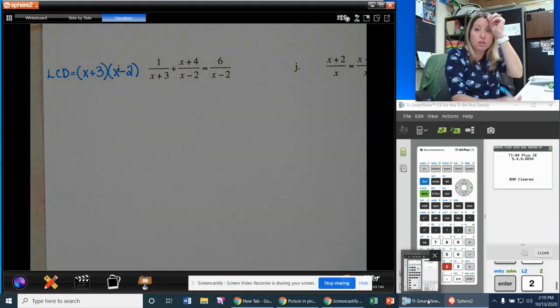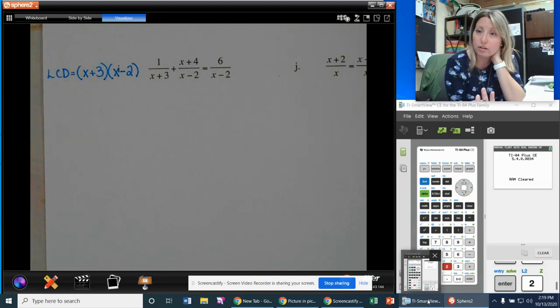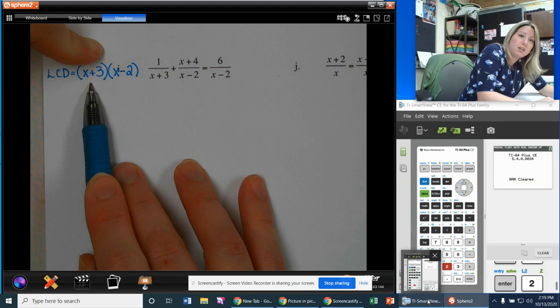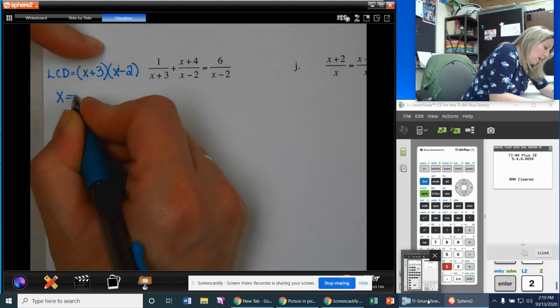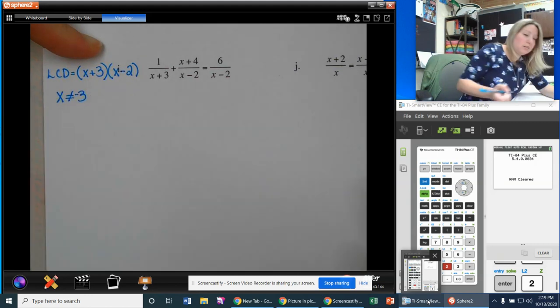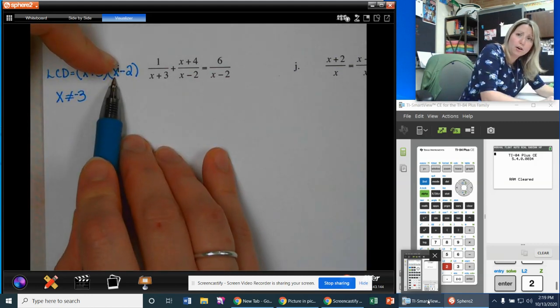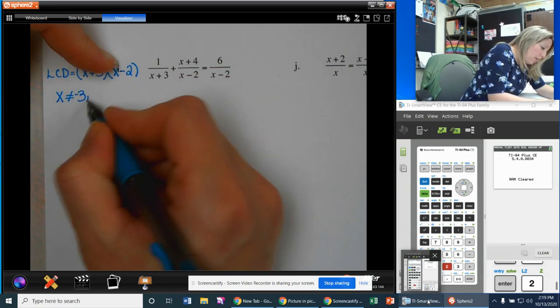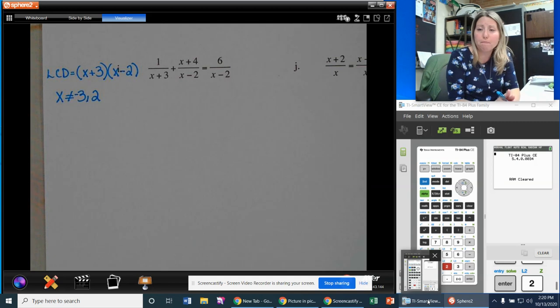Now, you kind of treat your LCD like it's a little mini T-chart question, right? What can't x be here? Well, what if I plugged in a negative 3 there? That would make a 0, and that's not something I can have as an answer. And here, what if I put a 2 there? Well, that would give me a 0, and that's not what I can have as an answer because those things are in denominators, right? So you can just look to the LCD to figure out what x isn't allowed to be.